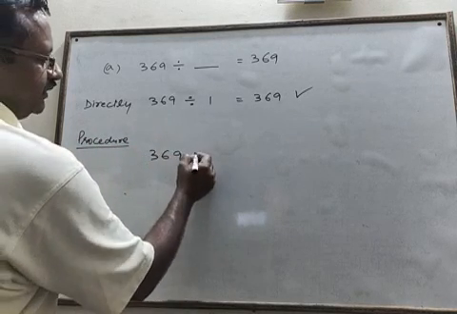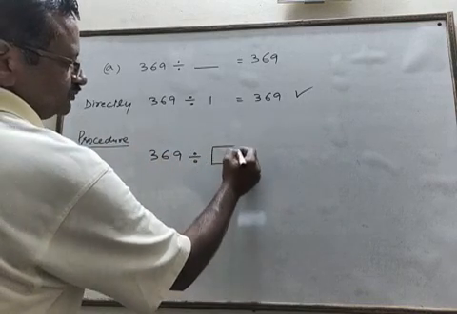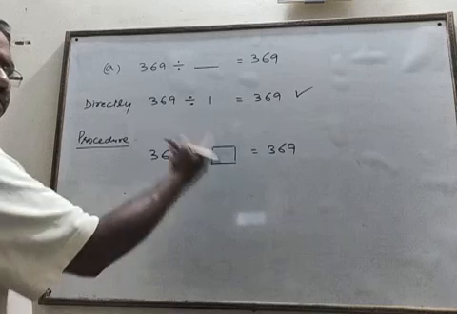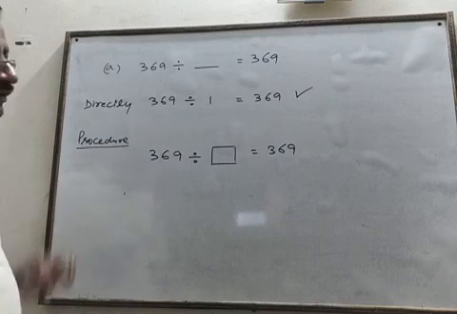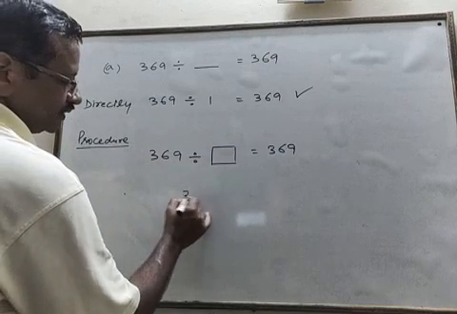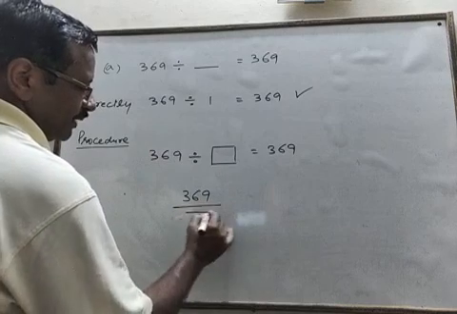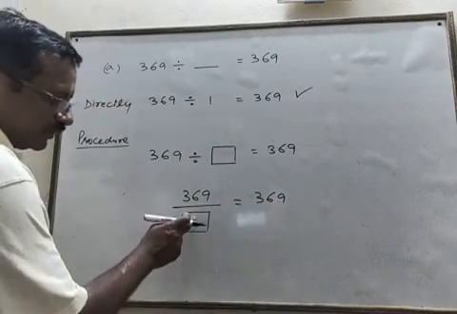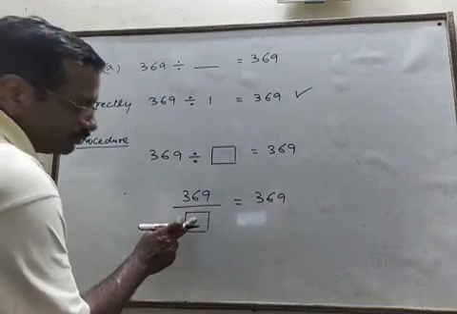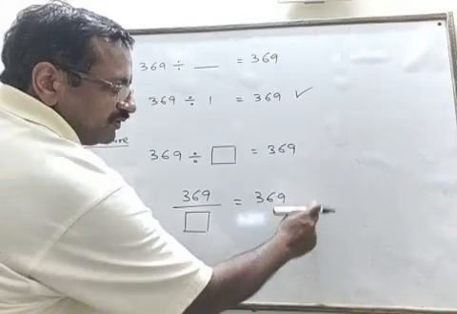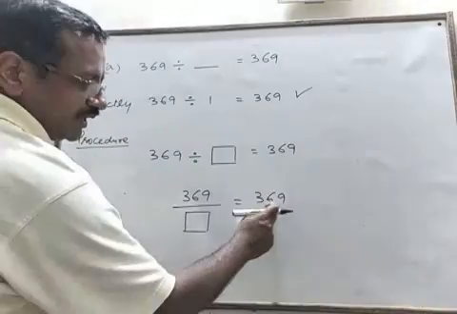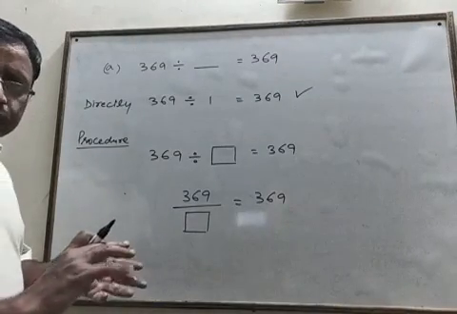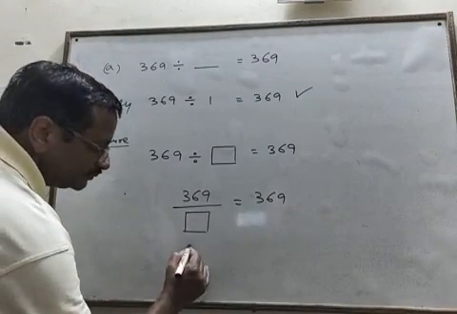369 divided by box equal to 369. Better you write this type of division, in case of division, better you write in fraction. 369 divided by box equal to 369. So we need to find out the value in the box. So the box we will take to this side, it will be multiplied over here, and it will be shifted to this side, it is multiplying, and it will be divided here. So these two things I am doing in the same step.